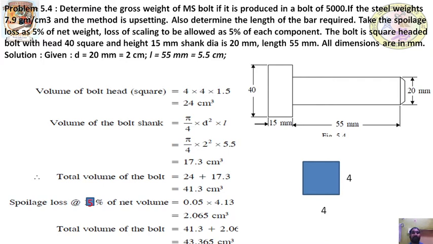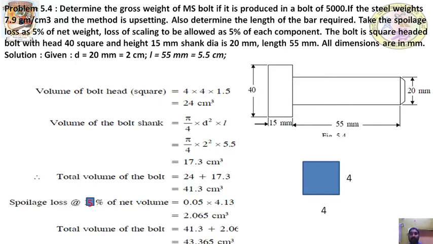Determine the gross weight of the MS bolt if it is produced in a batch of 5000, if the steel weight is 7.9 grams per centimeter cube and the method is upsetting. Also determine the length of the bar required. Take the spoilage as 5% of the net weight. Loss of scaling to be allowed as 5% of each component.